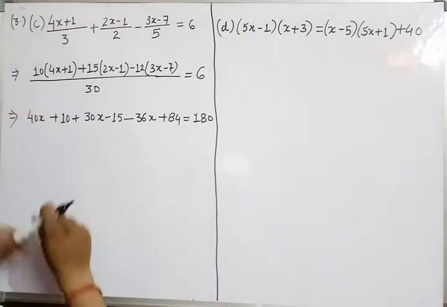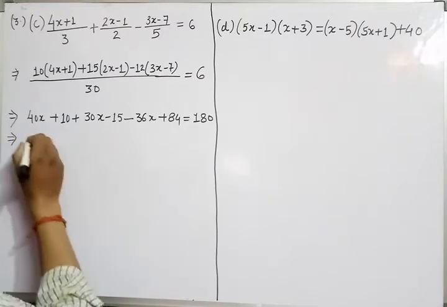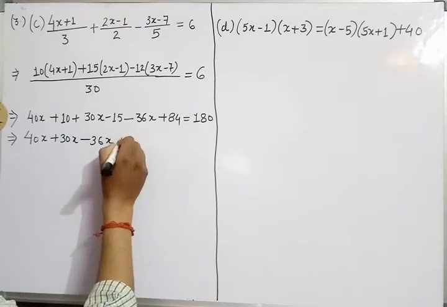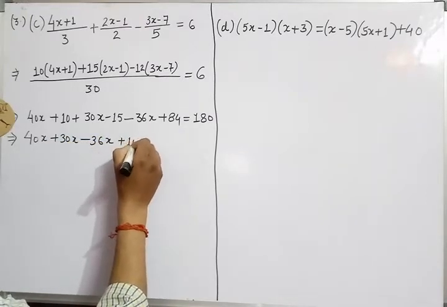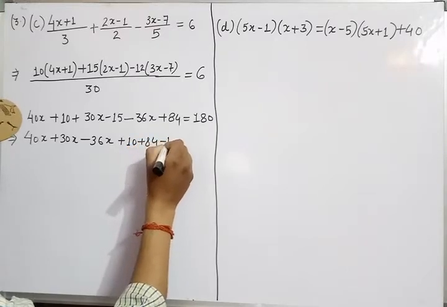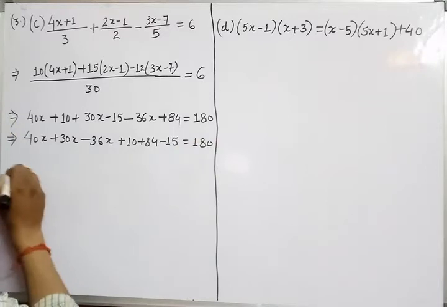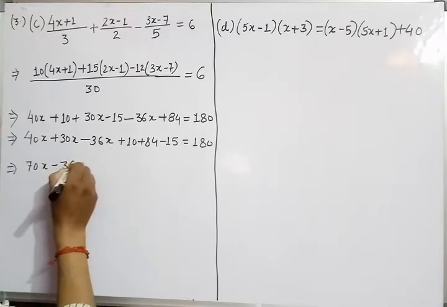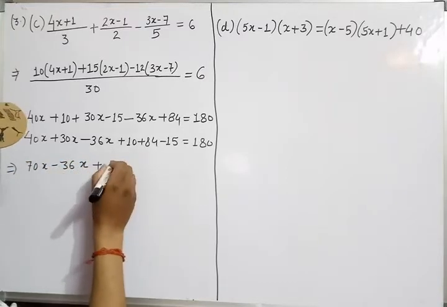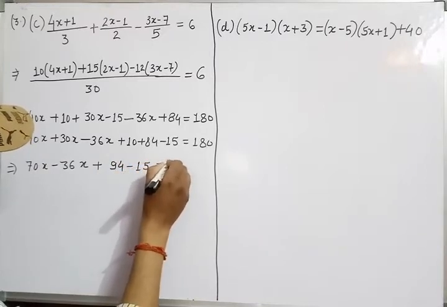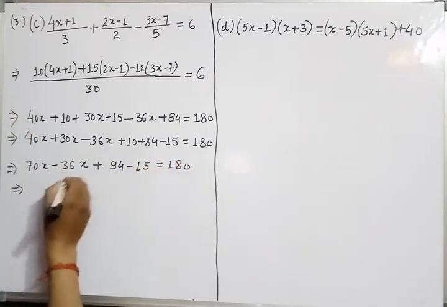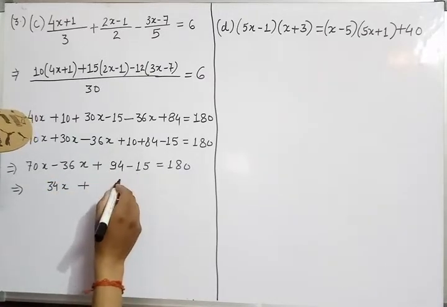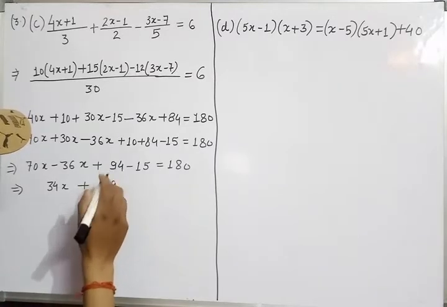First of all, we have to collect the like terms. So again we can write 40x plus 30x minus 36x, and we have to collect the constants like 10 plus 84 minus 15 is equal to 180. So here 40 plus 30 means 70x minus 36x plus here 94 minus 15. Now 70 minus 36 means 34x and 94 minus 15 means 79.